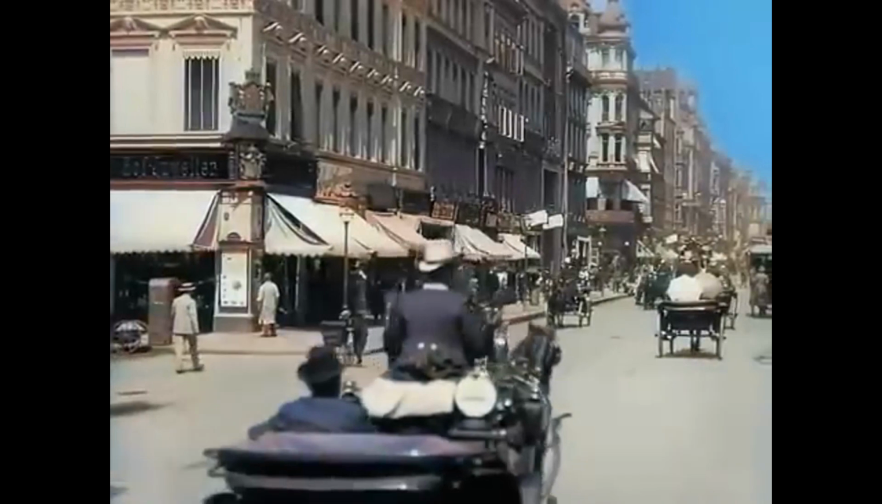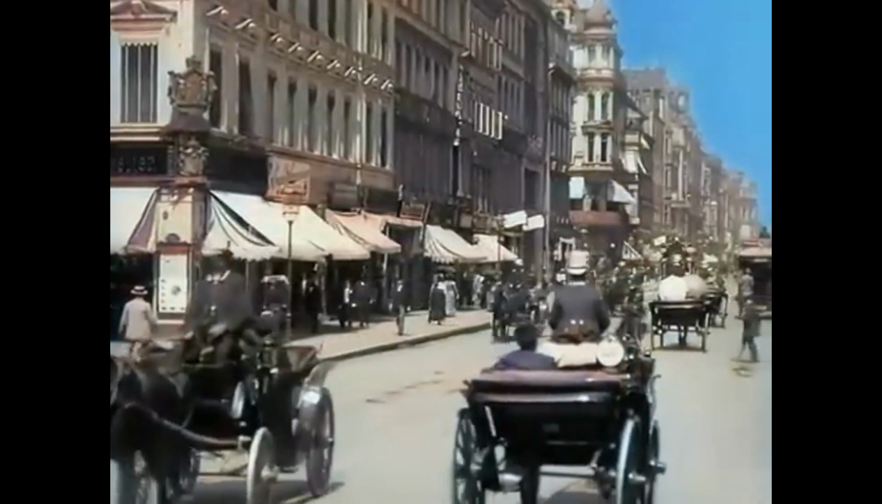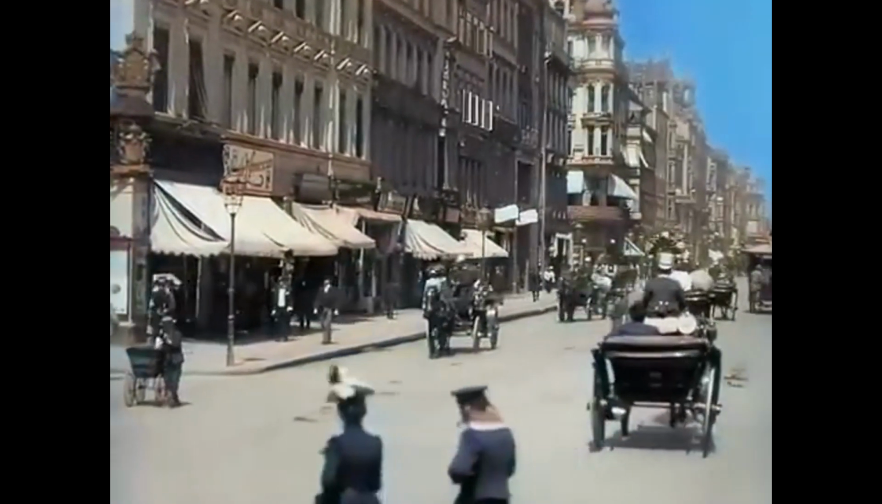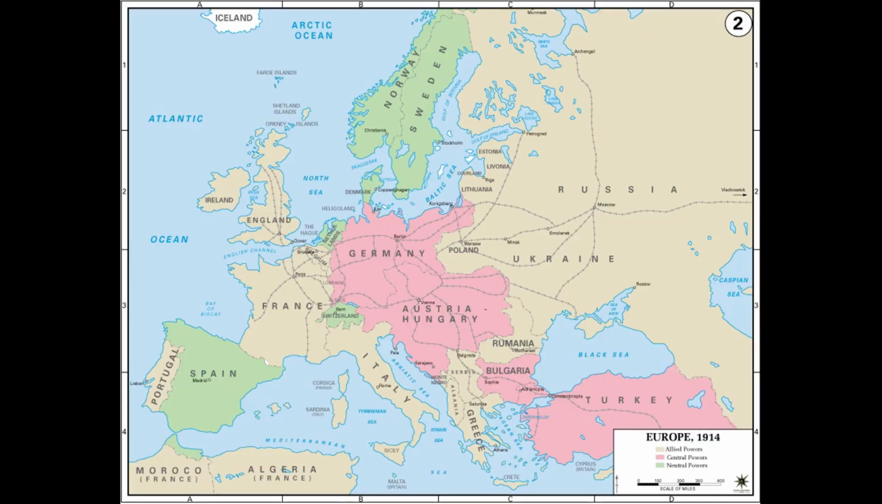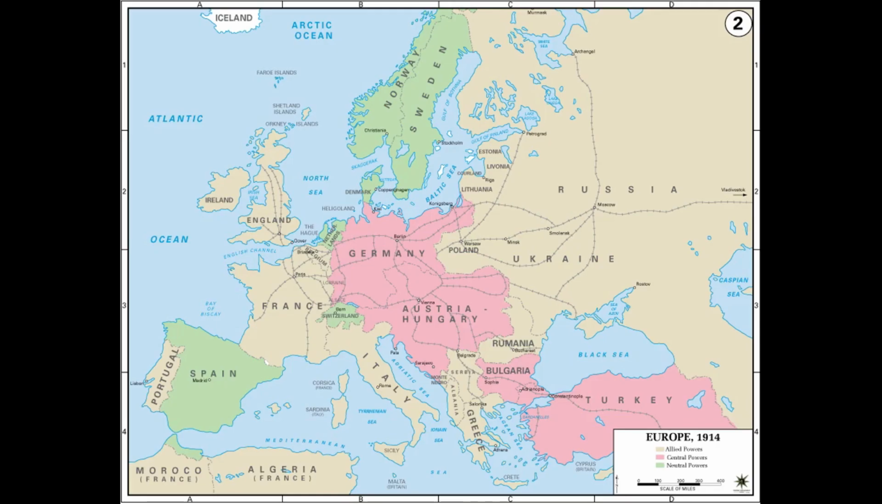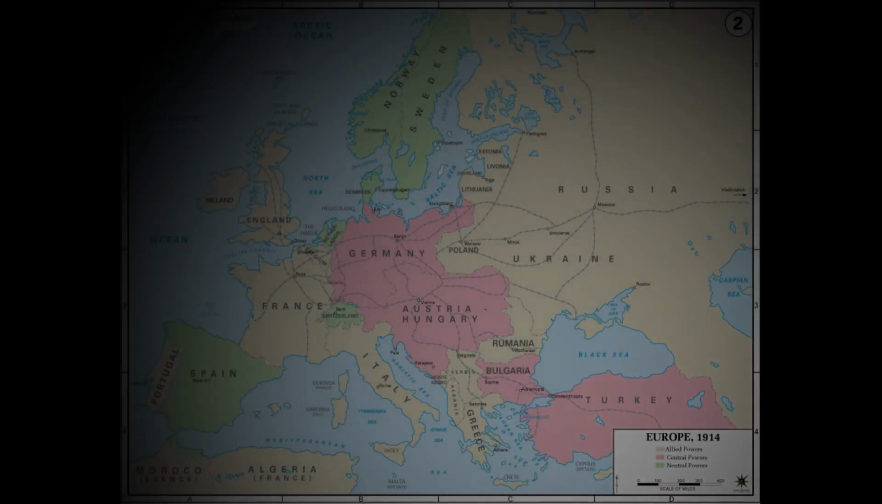The roots of World War I lay in a complex web of alliances, militarism, nationalism, and imperial ambitions. Europe was divided into two major alliances: the Triple Entente, comprising France, Russia, and Britain, and the Triple Alliance, consisting of Germany, Austria-Hungary, and Italy.